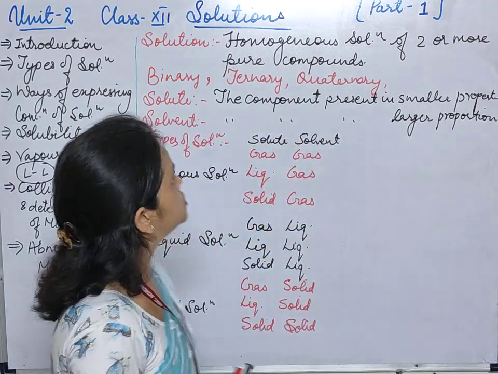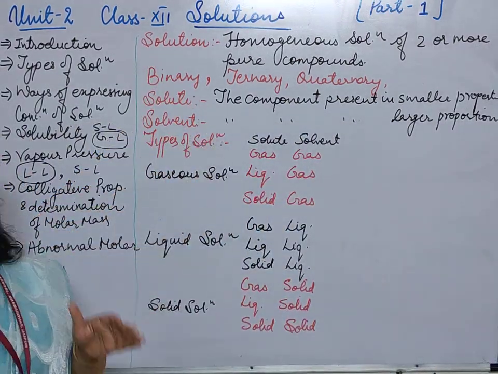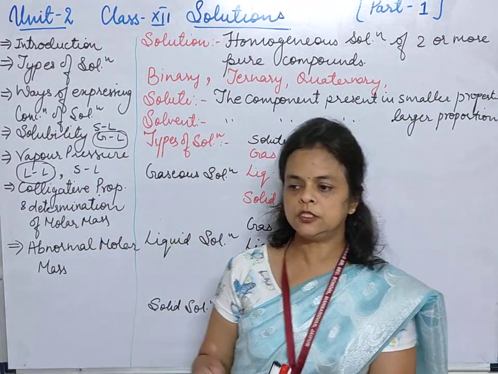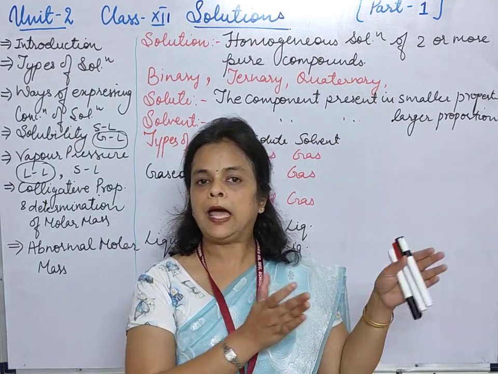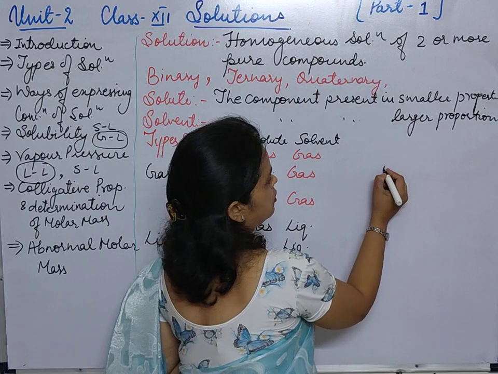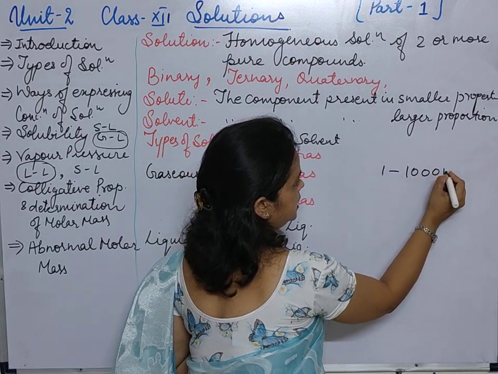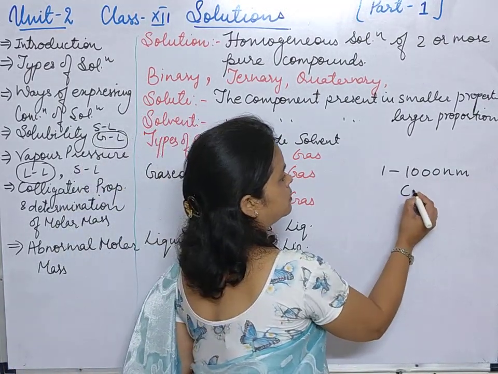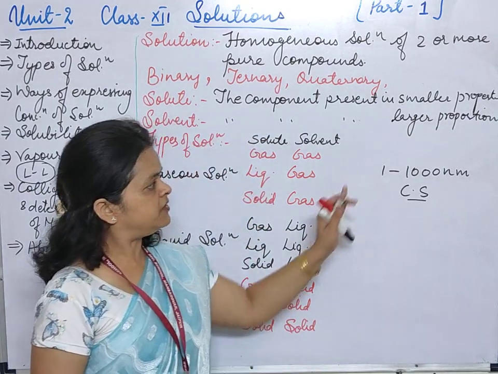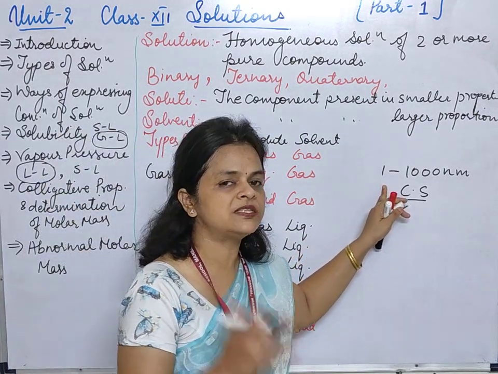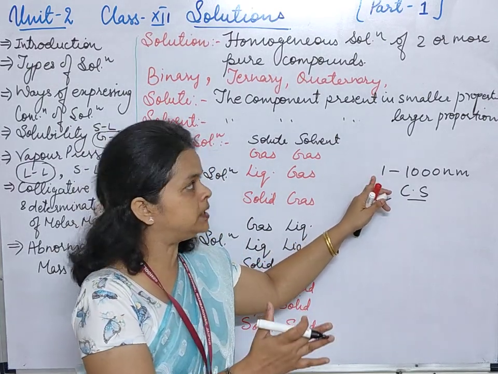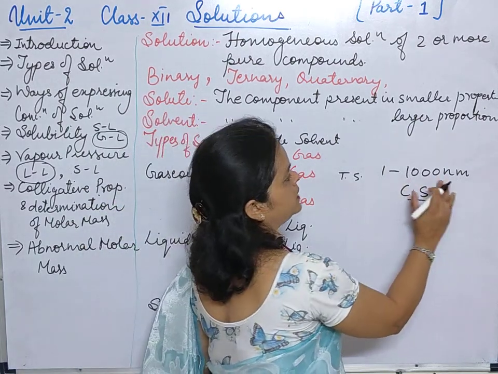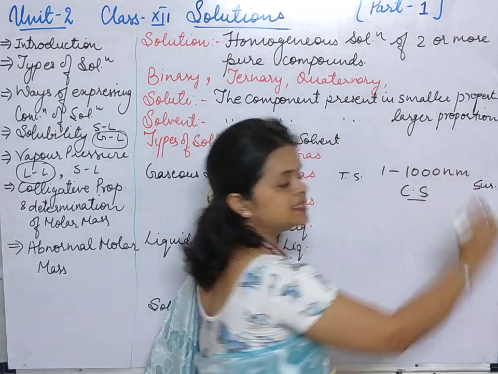Let's start with the term solution. What do we mean by solution? To what are we applying the term solution? In class 9 we have discussed there are 3 types of solutions: true solution, colloidal solution, and the suspension. On the size of the particles, if it is in the range of 1 to 1000 nanometer, then it is constituting the colloidal solution. If it is below 1 nanometer, the size of the particles, then it will be termed as a true solution. And if the size is above 1000 nanometer, then it will be called a suspension.